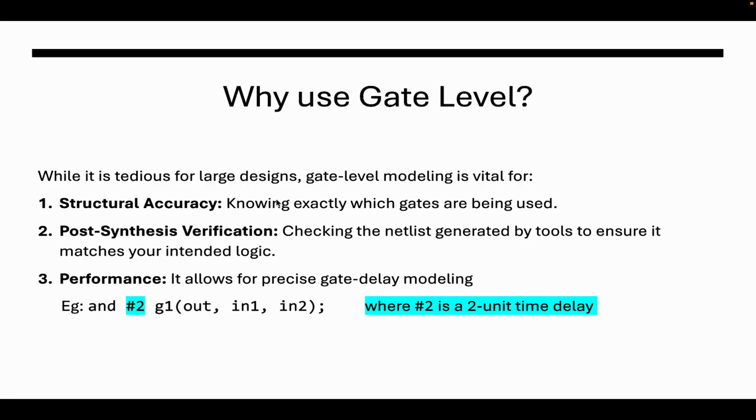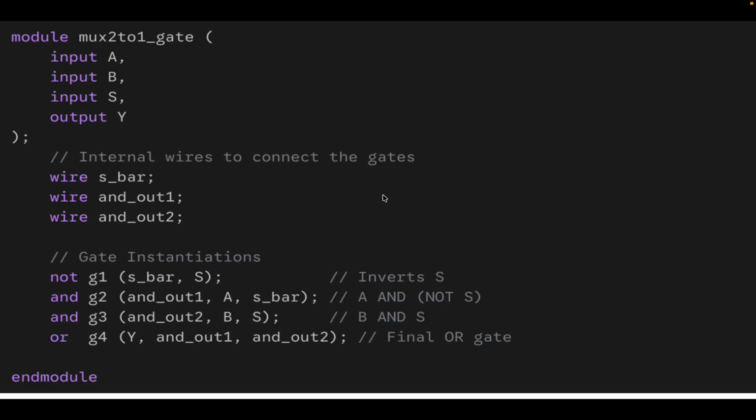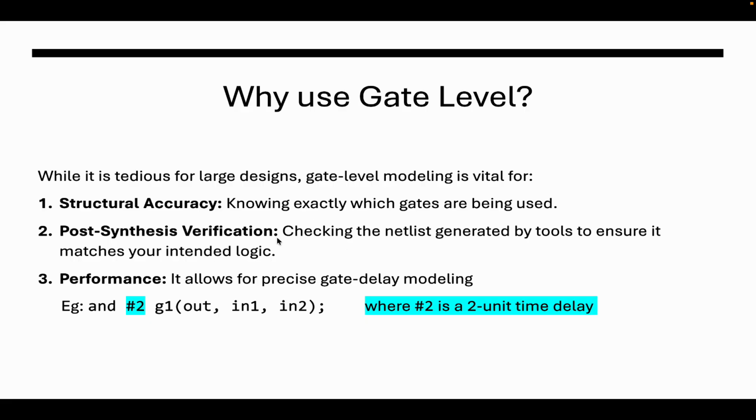Why use gate level? You might be questioning, I told you in the beginning that behavioral and data flow are the most used descriptions. Then why do we use gate level description? It has structural accuracy, knowing exactly which gates are being used. In the other designs, you are not actually knowing what gate is being used. You are directly declaring and writing the program. But in gate level, you'll always be using the gates, so it is easy to understand.